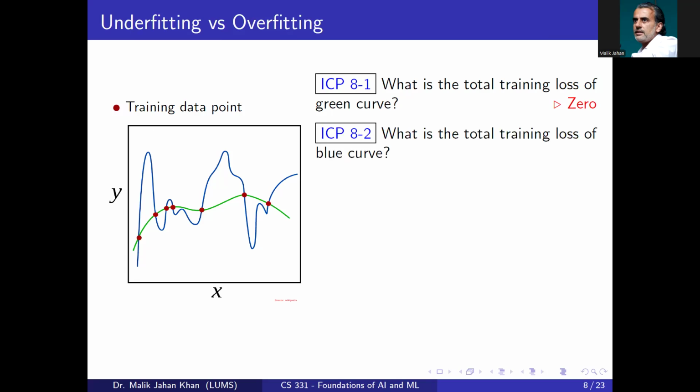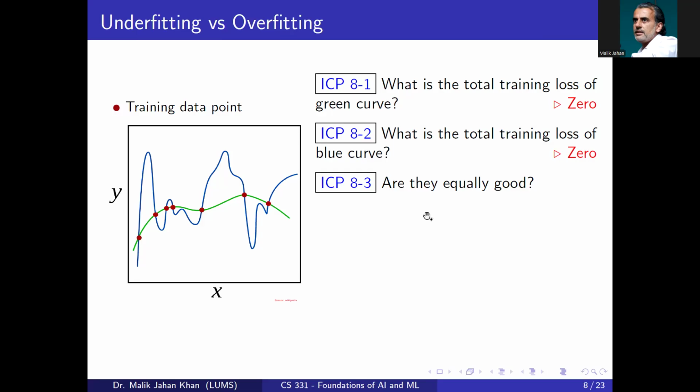What is the total training loss of the blue curve? If you pause the video, you might have figured out that this is also zero. And over here in both of these ICPs, we didn't really bother about defining a particular loss function in order to compute the answers, because from visual inspection, we can see that both of the curves are perfectly fitting the training data. So during the training process, both of them lead to zero training loss or zero error.